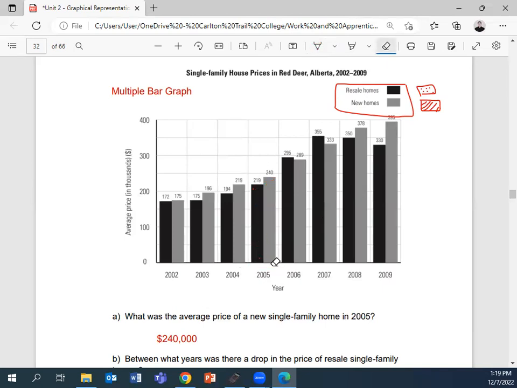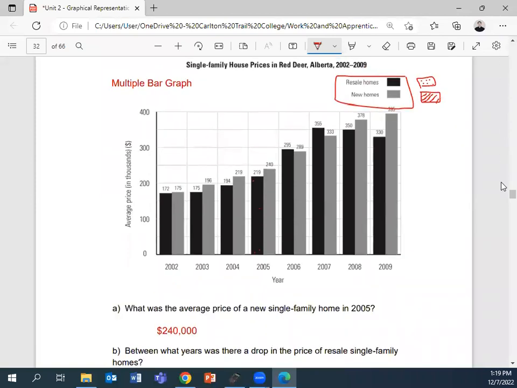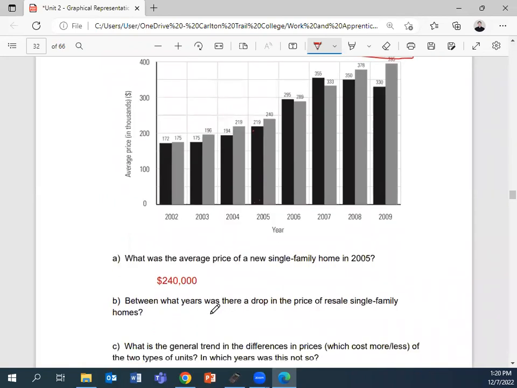Okay, so question B there. Between what years is there a drop in the price of resale single family homes? So if we're looking at resale homes, that's going to be the black bars there, right? So what year was there a drop? 2009, right? And that makes sense, right? There was the whole huge housing crisis that happened. So yeah, you bet. In 2009, there was a drop in the price of resale homes.